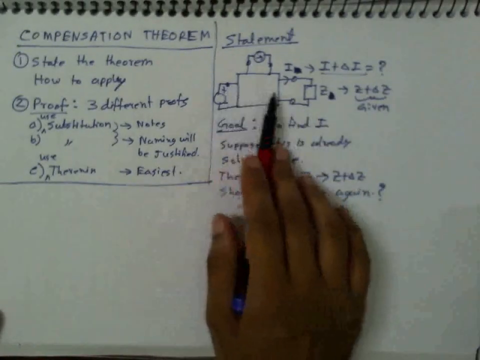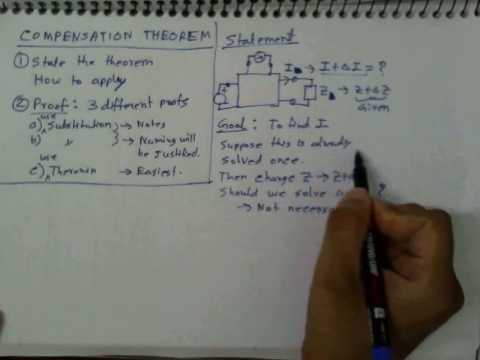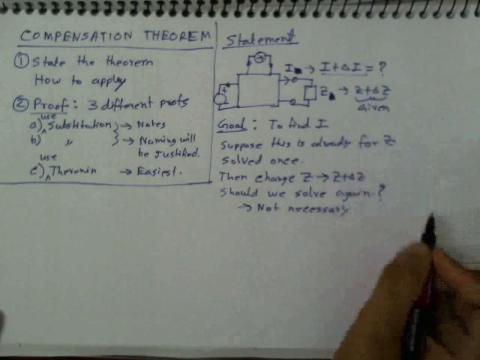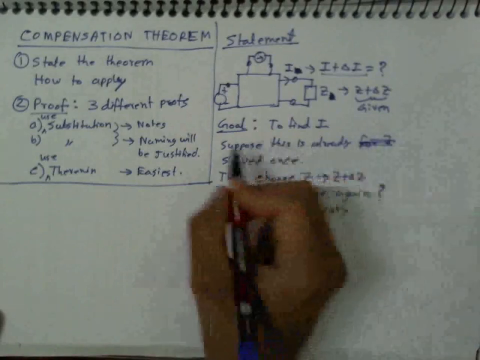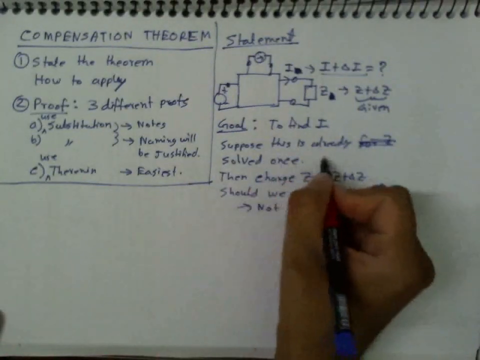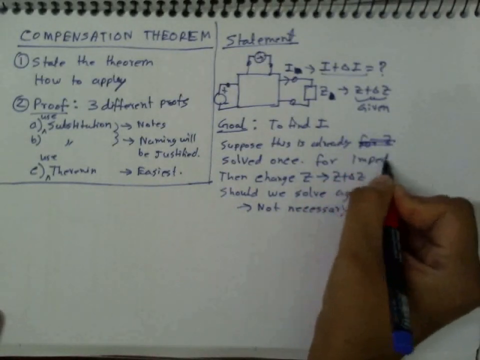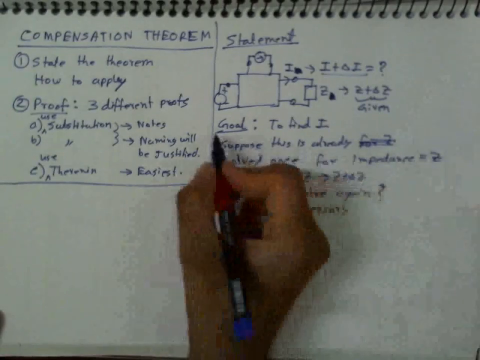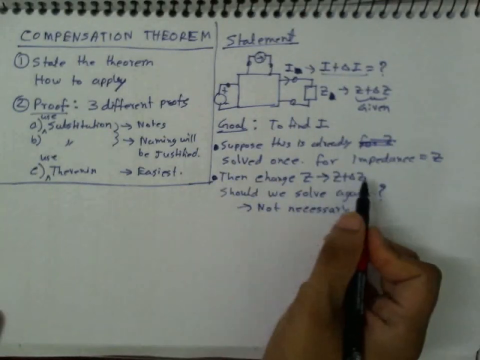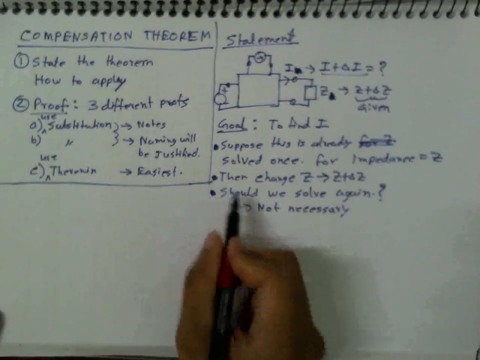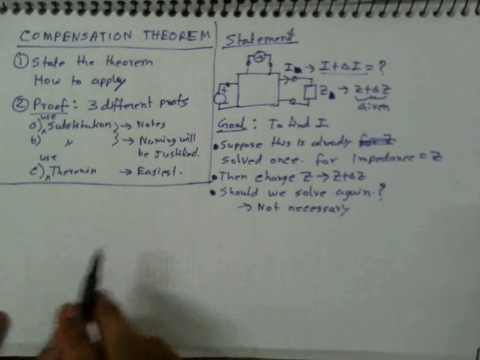So we have solved this circuit once with impedance equal to Z. Suppose that this is already solved once for impedance equal to Z, and now we change the impedance from Z to Z plus delta Z. We do not have to solve it once again. We can use the compensation theorem. How? Okay.